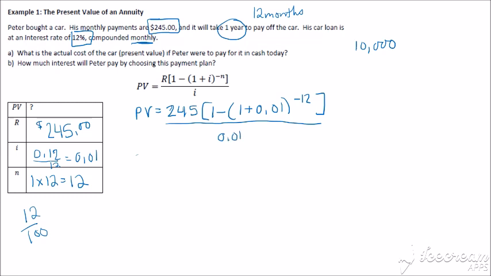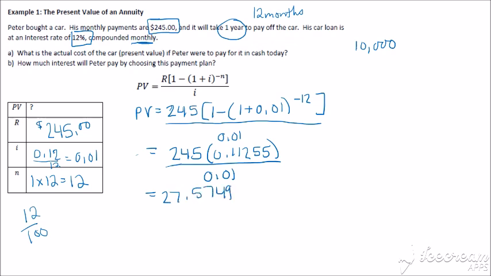and 0.01. Okay, by the way, 1 year is very quick to pay off the car. So we have 0.11255 all over 0.01. Okay, and I'm just putting these in for you so you can follow along with your calculator. Make sure that you're getting the right answer. Okay, and then the last step, I get 2757.49. By the way, this is just an example.